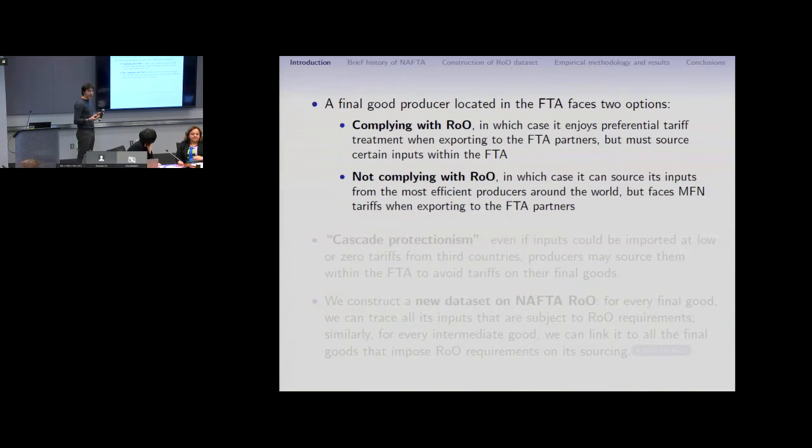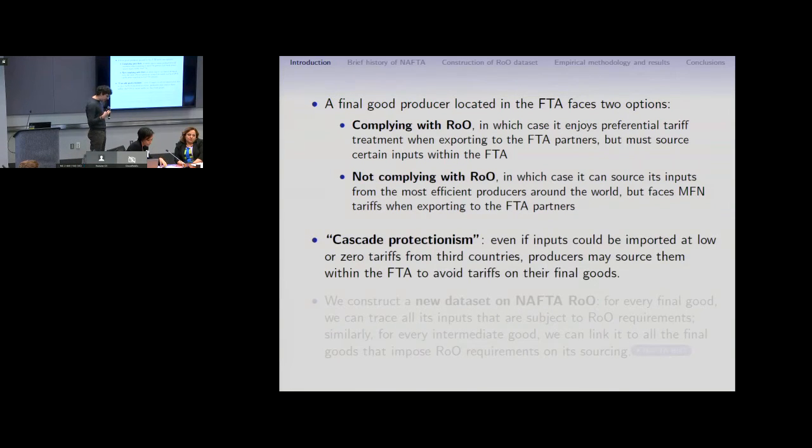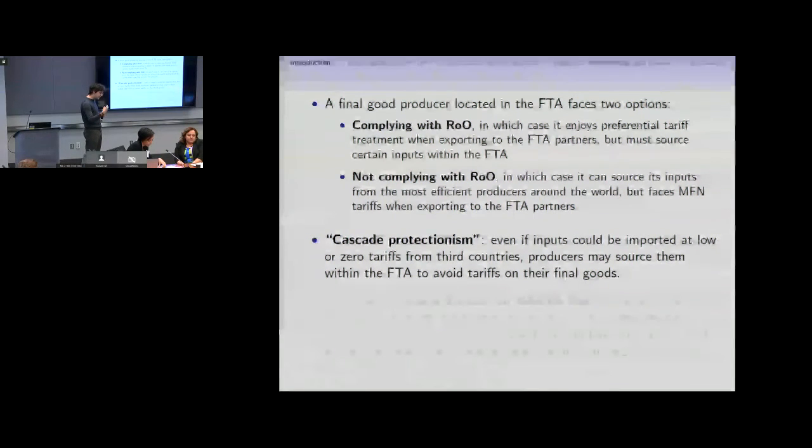The firm has also the possibility of not complying, in which case it's going to be able to source intermediate goods from the cheapest source, let's say Germany, but this is going to be at the cost of facing higher tariffs when exporting cars to the US, for instance. So then this implicitly, even if the tariffs that Mexican firms are facing when importing intermediate goods from Germany are low, implicitly there is a high level of protection, which is coming through the fact that if I import these intermediate goods from Germany, then I'm going to face later on high tariffs when exporting my final good.